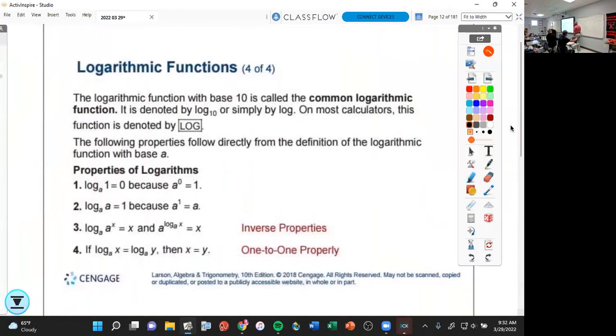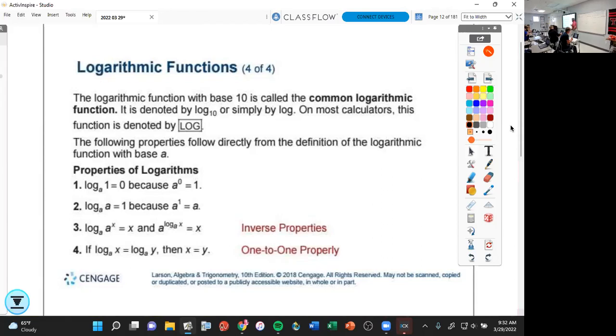The logarithmic function with base 10 is called the common log. It's denoted by log base 10 or simply log. So if I just say log, I mean base 10. Log 6 means log base 10 of 6, right? On most calculators, this function is denoted by log.